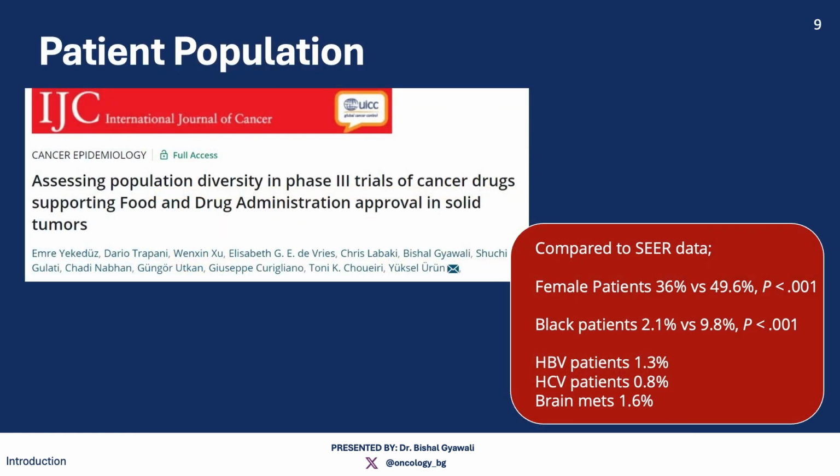In one of the studies that we published almost 4 years ago now, we looked at the phase 3 trials of cancer drugs that supported FDA approval of these drugs, and we compared the patient population with that of the national representative sample by using the SEER database. And we saw that female patients were systematically underrepresented in the pivotal phase 3 trials, only 36% versus almost 50% in the general database. Black patients were underrepresented, only 2.1% versus 9.8% in the database. The patients with hepatitis B infections, hepatitis C virus infections, the patients with brain metastasis, they have been systematically underrepresented in the pivotal clinical trials.